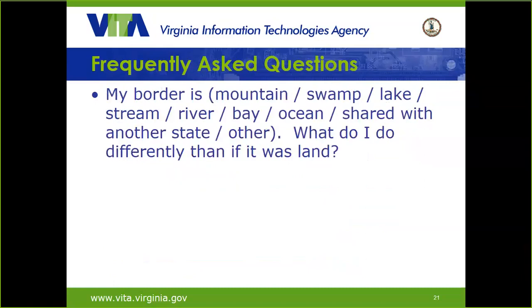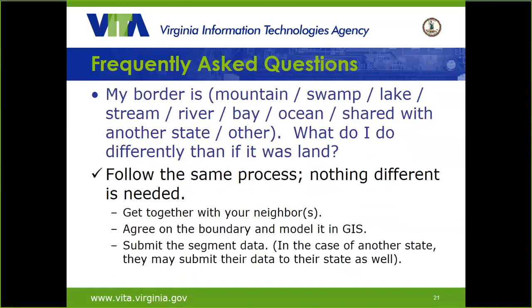My border is a mountain, a swamp, a lake, a stream, a river, a bay, an ocean, shared with another state, some other variable. What do I do differently than if it was just a line through land? Nothing different's needed. That same process works. Get together with your neighbors, copy the junction points, copy the line segment, do that traverse, see where you need to adjust it. The things that you're looking for in the imagery or from contextual data may be different.